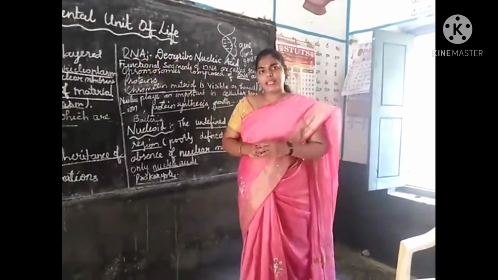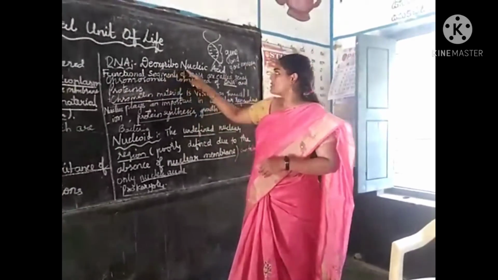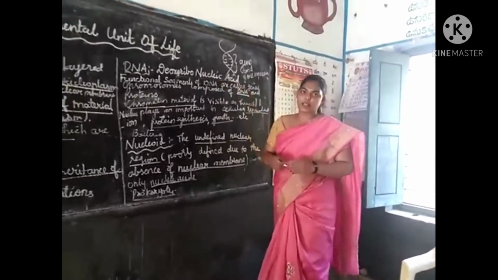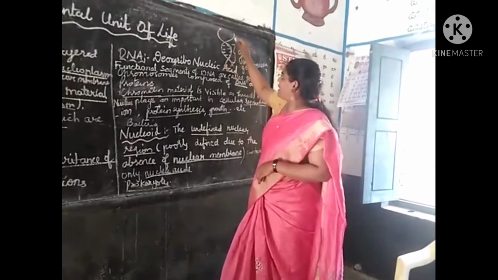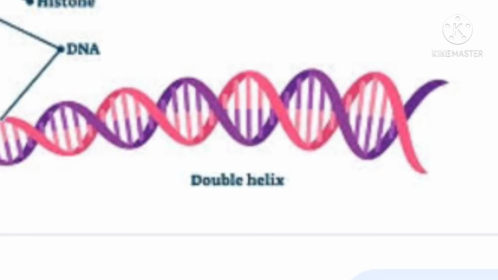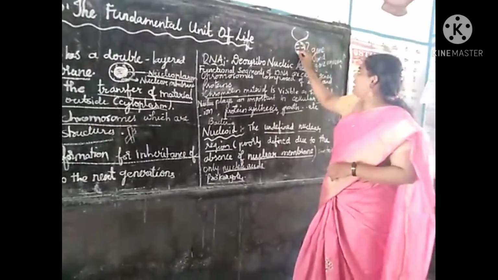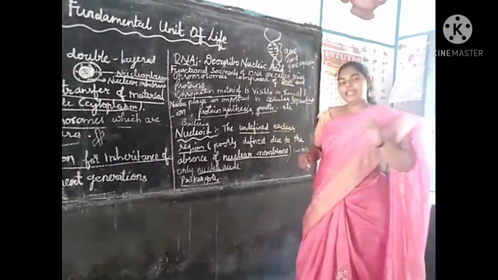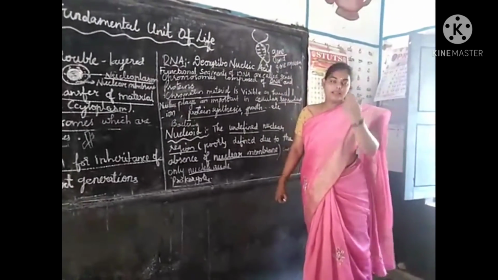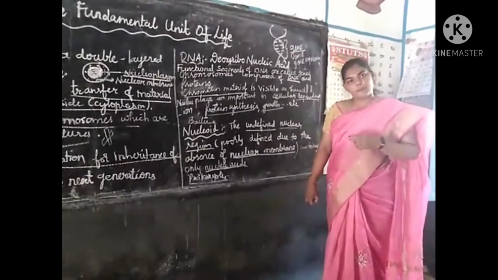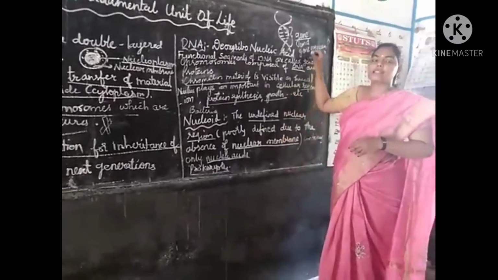So what is this DNA? DNA is called deoxyribonucleic acid. If you look at the DNA, it is spiral in shape, and it has many genes. DNA has genes which are responsible for carrying the inherited characters from parents to the offspring, and it has gene expression.